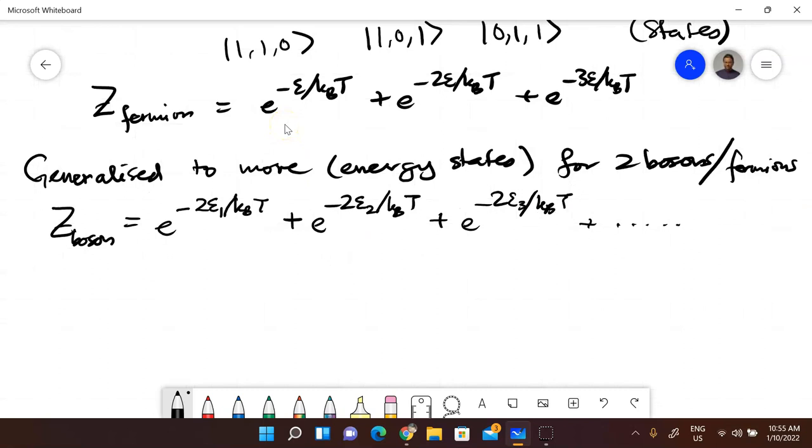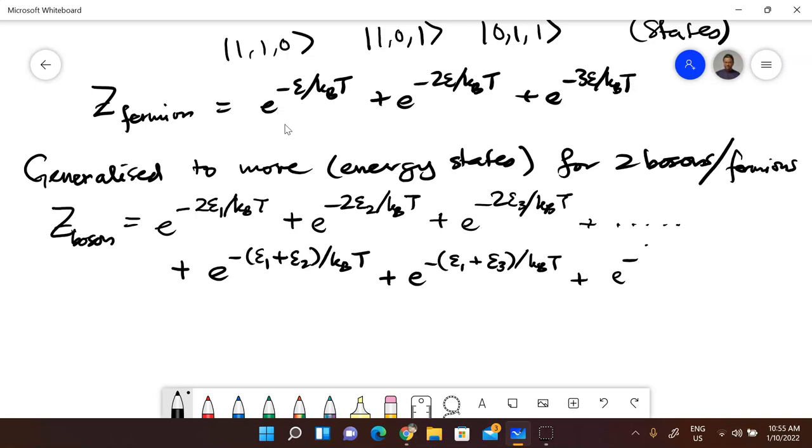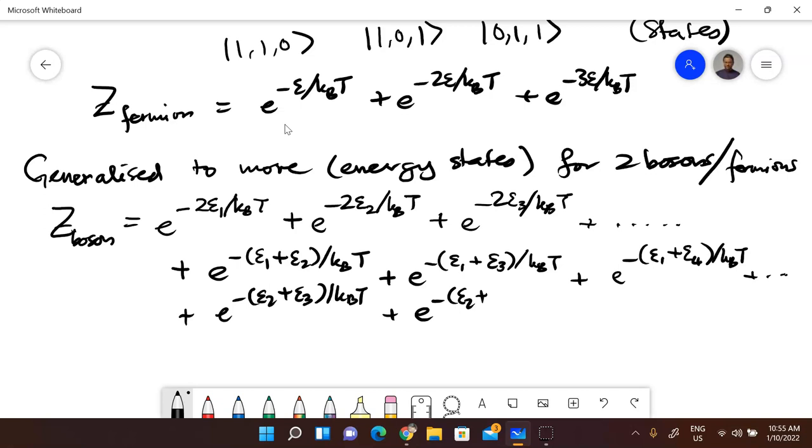And then you have where they occupy different energy states. So here is e^(-(ε1+ε2)/kBT) plus e^(-(ε1+ε3)/kBT). Plus, you have all these different possible combinations with epsilon 1, and then you can do this for others as well. This is e^(-(ε2+ε3)/kBT) plus e^(-(ε2+ε4)/kBT). So you can have all these singly occupied states.